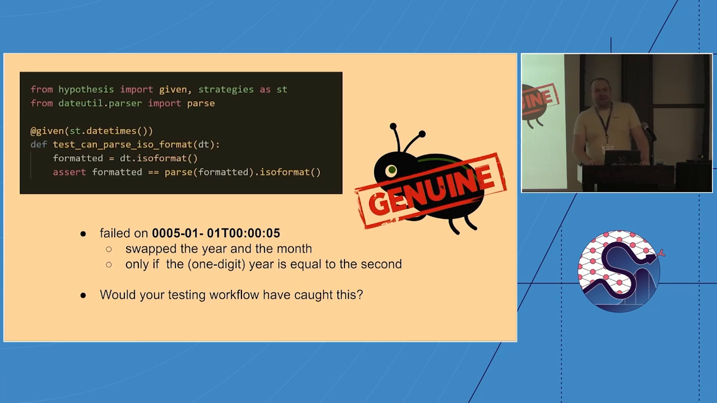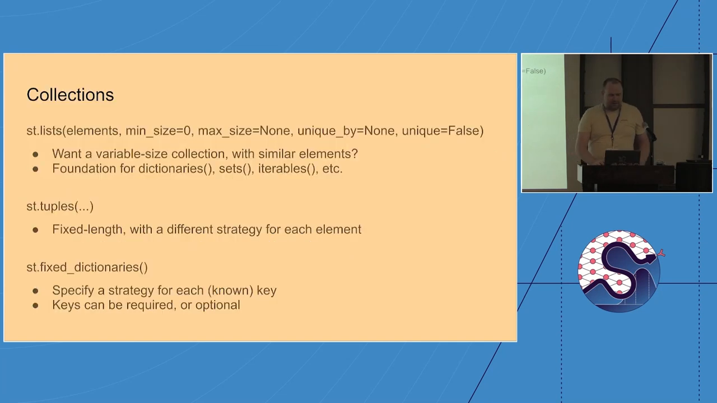No, me either. There is kind of an open question as to how much this kind of bug matters. How many people are dealing with particular datetimes before the year 10? It doesn't come up for me very often, I'll admit. But I think it's a good example of the power of Hypothesis for making general statements. All right, so much for individual scalar values.